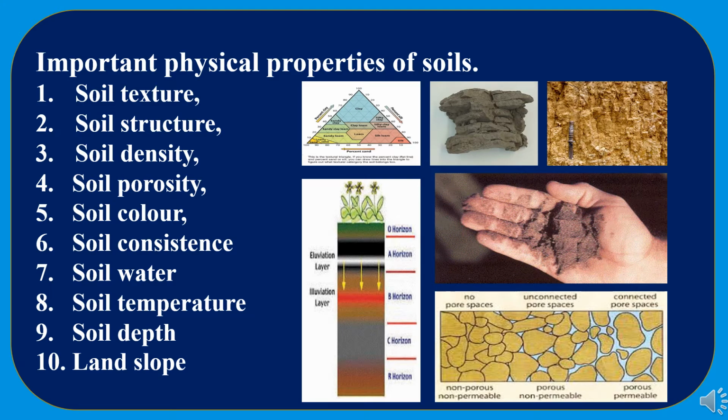There are different physical properties of soils, out of which some important ones like soil texture, soil structure, soil density, soil porosity, soil color, soil consistency, soil water, soil temperature, soil depth and land slope play an important role for the growth and development of crops.